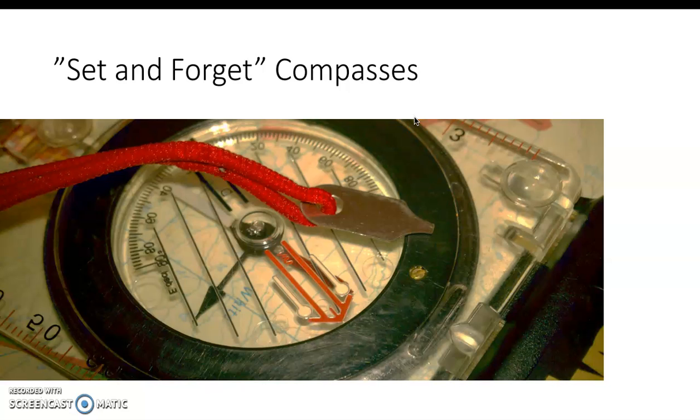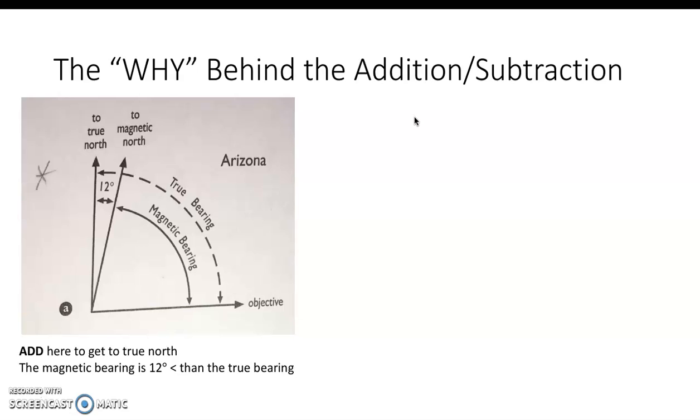Imagine I'm in a whiteout with a bunch of clients on a glacier, and I'm trying to measure something from a map and then add and subtract. It gets kind of tricky. So I just use a set and forget compass. But if you don't have a set and forget compass, you'll need to know how to account for declination. Here are some of the whys behind it.